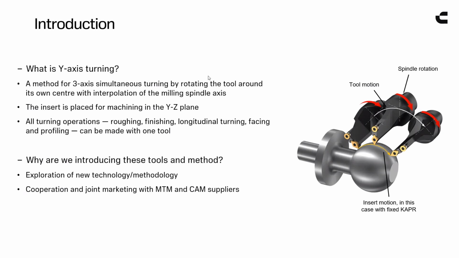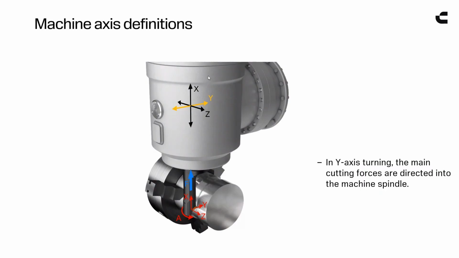So what y-axis turning is, as the name implies, you're turning, but you're actually using the y-axis. So you're not using the xz plane, you're using the yz plane. And if you're wondering why in the world would you do that, it's all about the forces. On a multitask machine, like on the image you see here, you have your b-axis, and all your forces, you want them directed up through the b-axis spindle. And in doing so, you can then be much more aggressive with that cutting action and tool on the part. So you can go much faster than you otherwise would in the XZ direction.